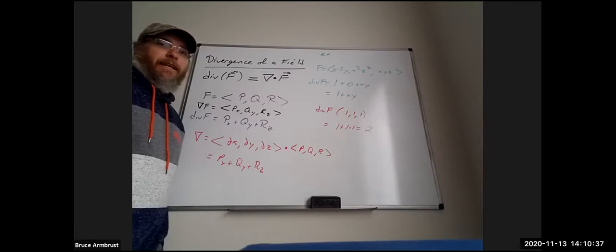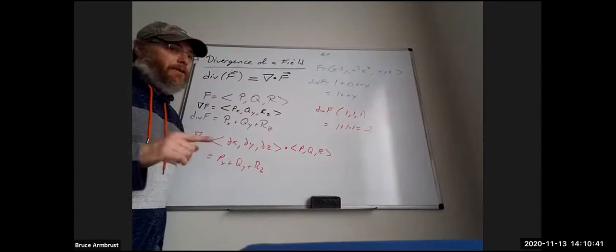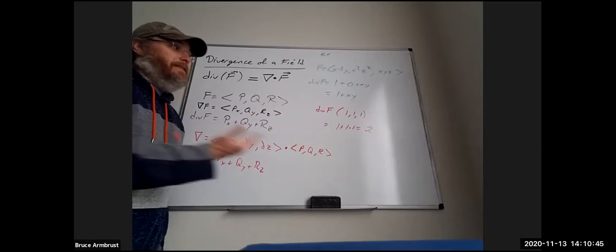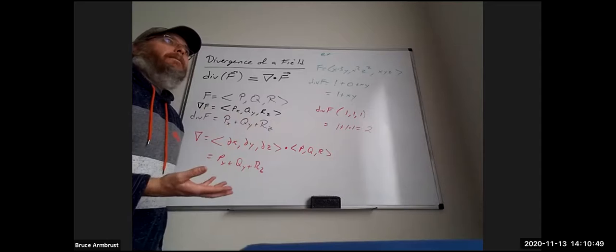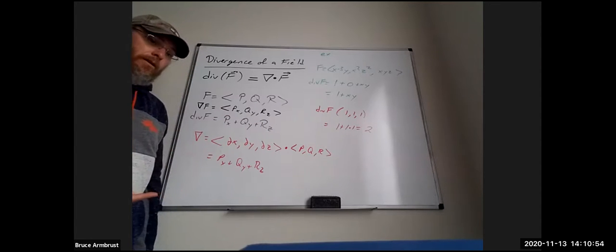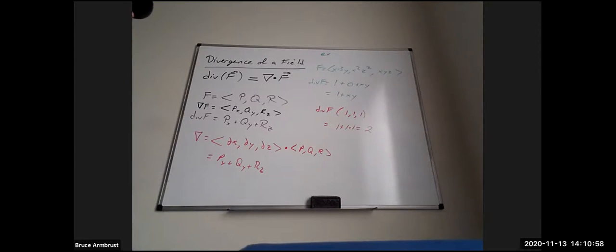So anyway, there's divergence. Super easy. It's going to be useful for other things, though, beyond just what it is. It does tell us the flowness of a point, but we are going to use it for other things later. Okay, so there's your divergence.